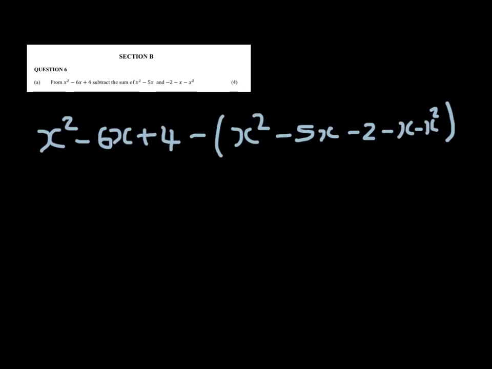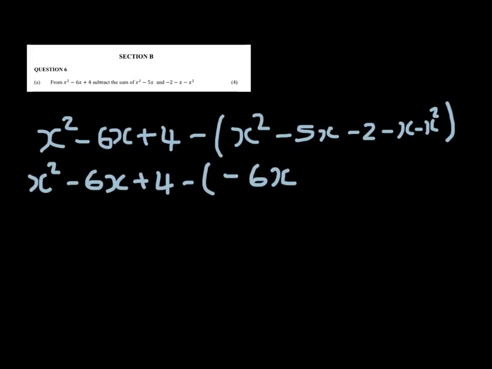Let's do some collecting. I've now got x squared minus 6x plus 4 minus, open brackets, x squared and negative x squared, collect like terms, that gets me 0, minus 5x and minus x, that gets me negative 6x, minus 2.